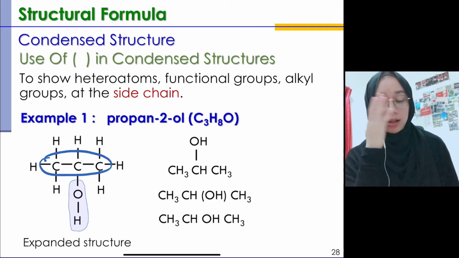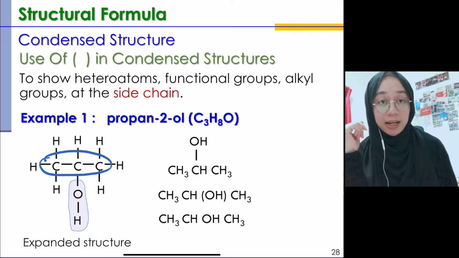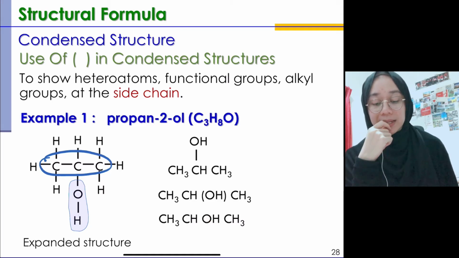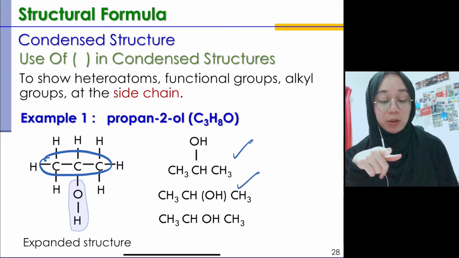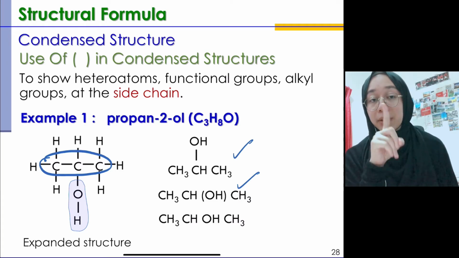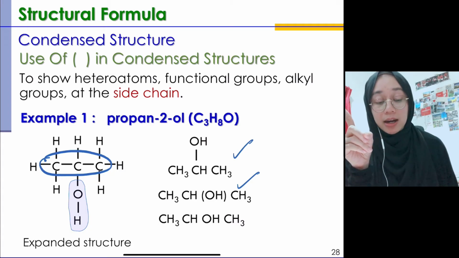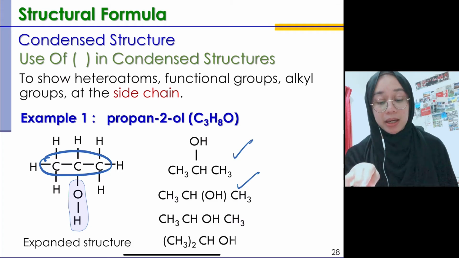Ataupun sebenarnya, kalau kamu tak nak guna pun, penggunaan bracket pun boleh juga. Tak ada masalah. Tapi Miss akan tahulah yang ni dia attach dengan C. Tapi Miss lagi prefer dua cara ni. Dua cara yang first ni, Miss lagi prefer yang tu. Sebab cara yang bawah sekali tu agak confusing. Okay. So, Miss lagi prefer cara atas ataupun cara bawah. So, pilih satu cara sahaja. Okay. Mana-mana pun Miss akan okay je. Okay. And all these 3 examples here are actually considered sebagai condensed structure.